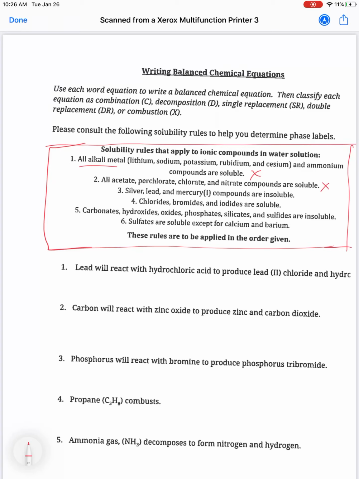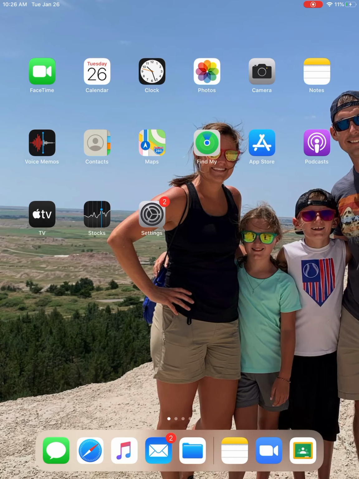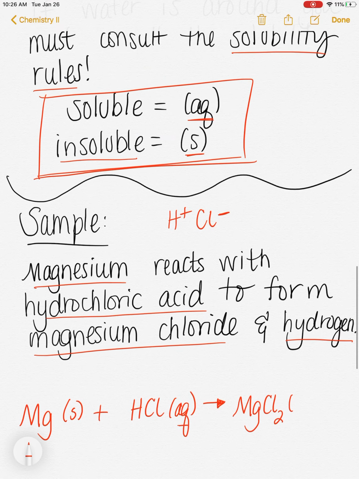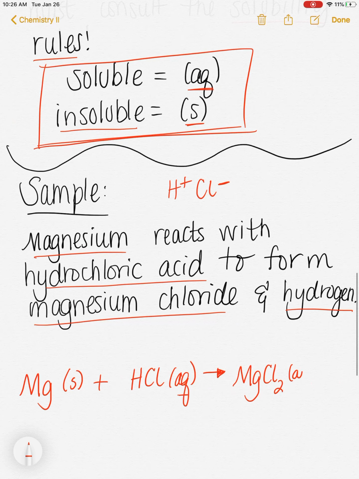Silver, lead, and mercury 1 compounds are insoluble. It doesn't apply to magnesium or chlorine. Number 4, chlorides, bromides, and iodides are soluble. Bingo, we have a winner because we're working with magnesium chloride. So this says that it's soluble. So if I go back to what I'm working on here, soluble, remember, means aqueous, so I'm going to put AQ. And then magnesium chloride plus hydrogen. So I'm going to put H, but hydrogen is a Brinkelhoff, so I need to put a 2.